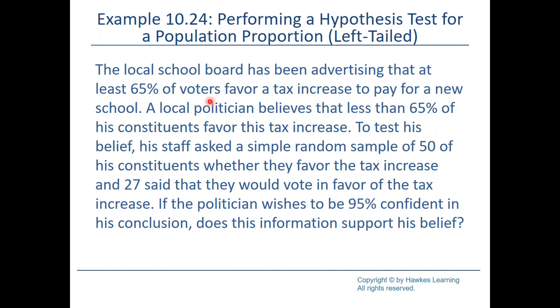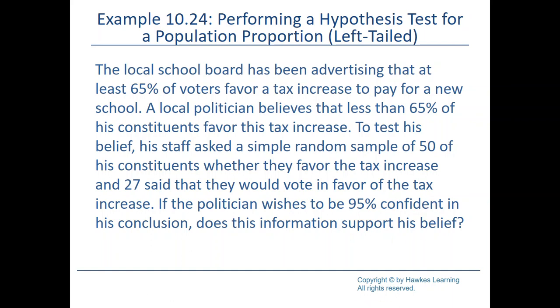First of all, as I'm reading through this, the first thing I noticed was "at least 65%." That's talking about a proportion, right? We have a sample of 50, and 27 out of that 50, so my p hat would be 27 out of 50. Everybody see that? But I also notice here that we want to be 95% confident. They did not give me my alpha. But remember, we know how to find our alpha if we know the confidence level.